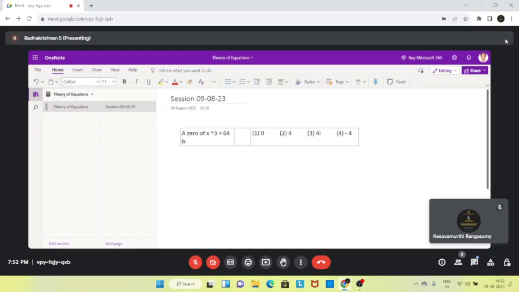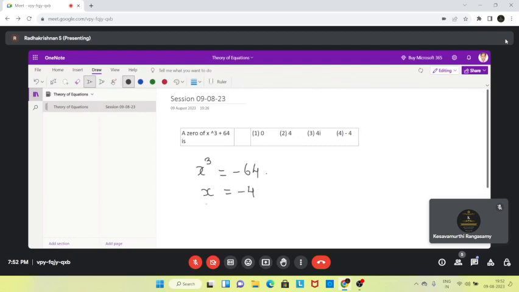How did you do it? Sir, x cube plus 64 is equal to 0. x cube is equal to minus 64, so x is equal to minus 4, sir. Minus 4. Okay. Yes, sir. Minus 4 to the cube is minus 64. Okay. So good. Now, in the problem, last time you asked one thing.